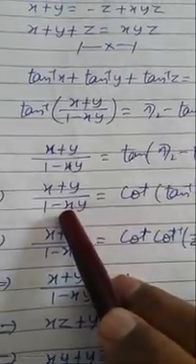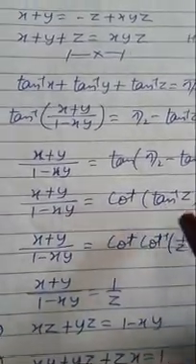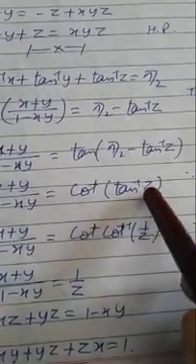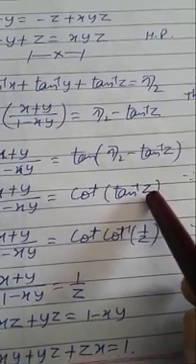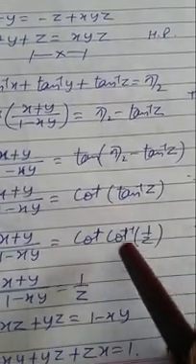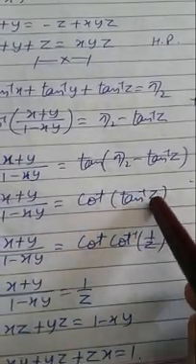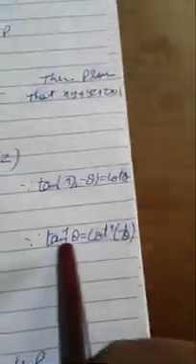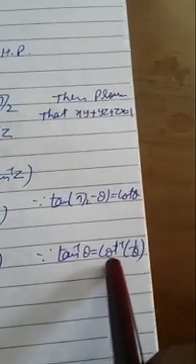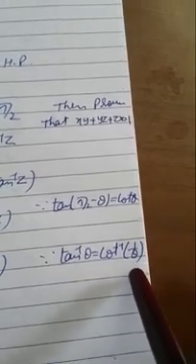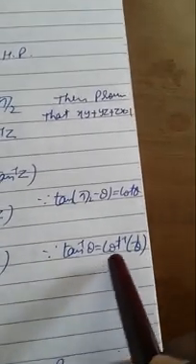Now LHS is still the same. Cot of tan inverse z. Now we have one property of tan inverse function: if we change numerator and denominator, then this tan inverse converts into cot inverse. So z becomes 1 upon z, and this tan inverse becomes cot inverse. This is our property: tan inverse theta is equal to cot inverse 1 upon theta. Reversible is also the same, that cot inverse theta is equal to tan inverse 1 upon theta.